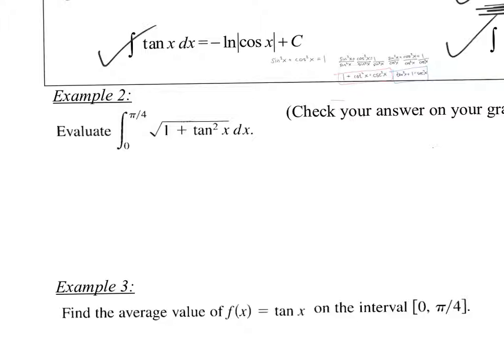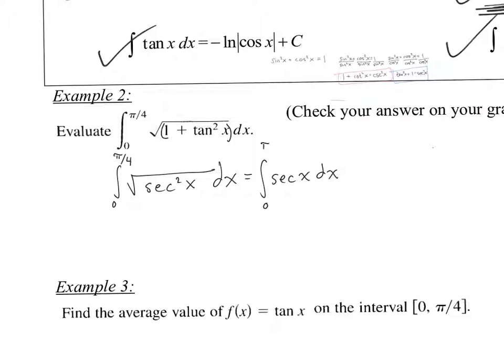So yes, we can see that 1 plus tangent squared of x is the same thing as secant squared of x. So if I rewrite this as secant squared of x, and I'm taking the square root of that, then I know it's just going to be the integral of the secant of x, which I now know because I proved it in the last example, or I've memorized my integral of trig functions, and I see that it's the natural log of secant of x plus tangent of x, and we're going from 0 to pi over 4.